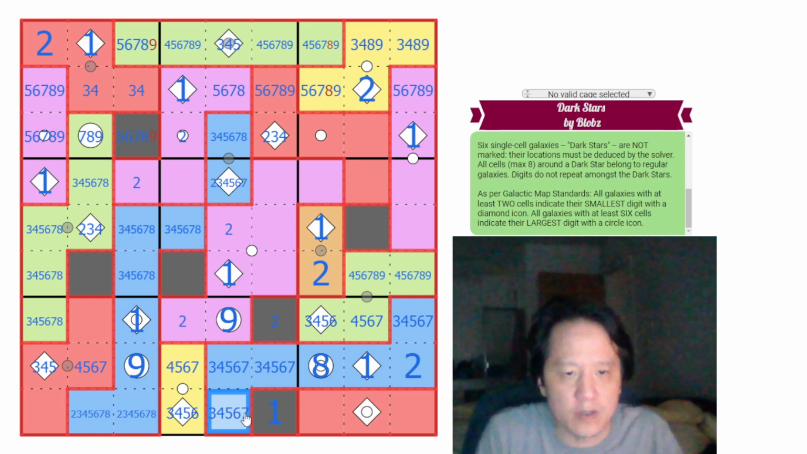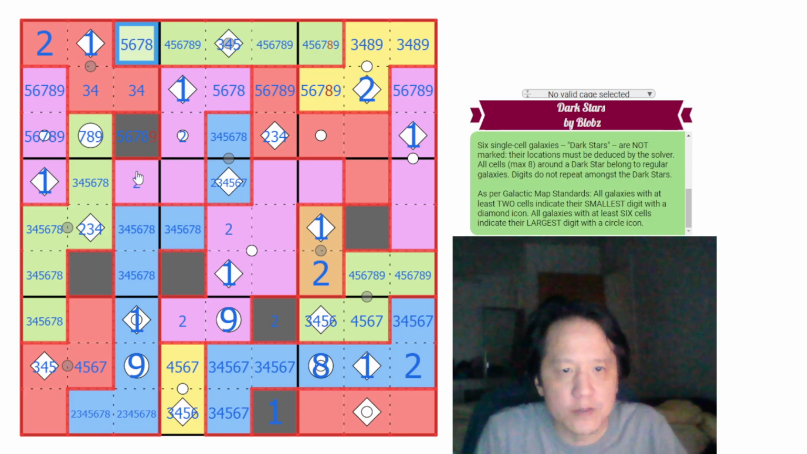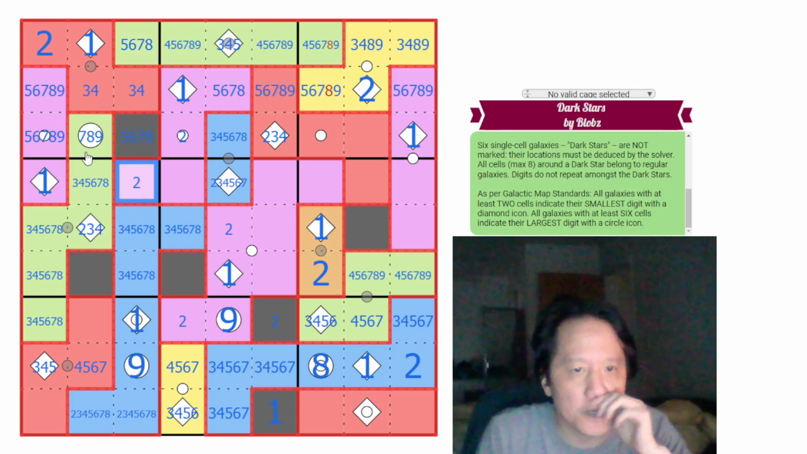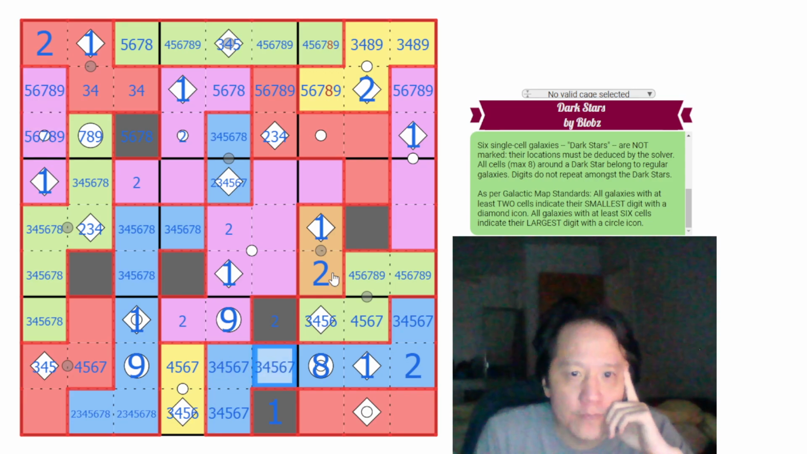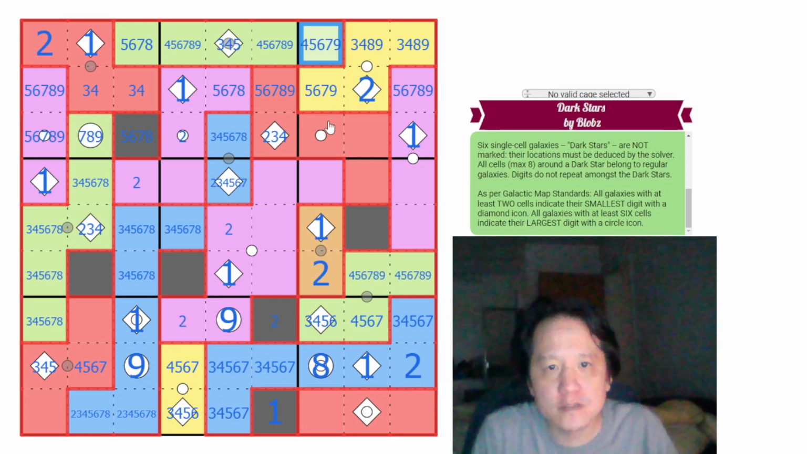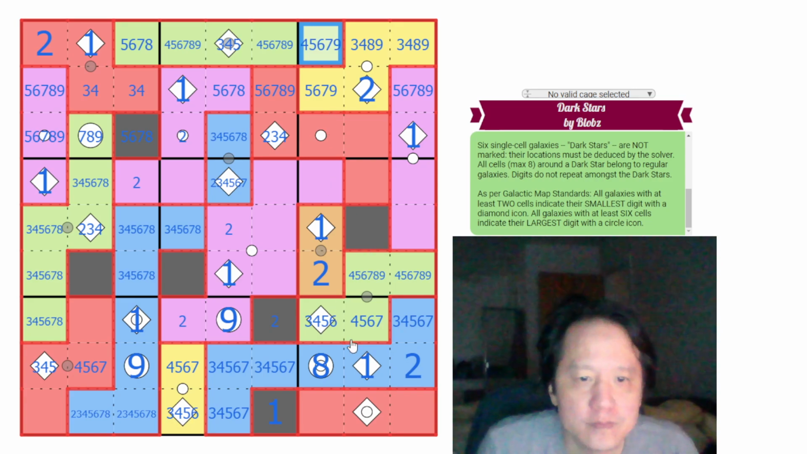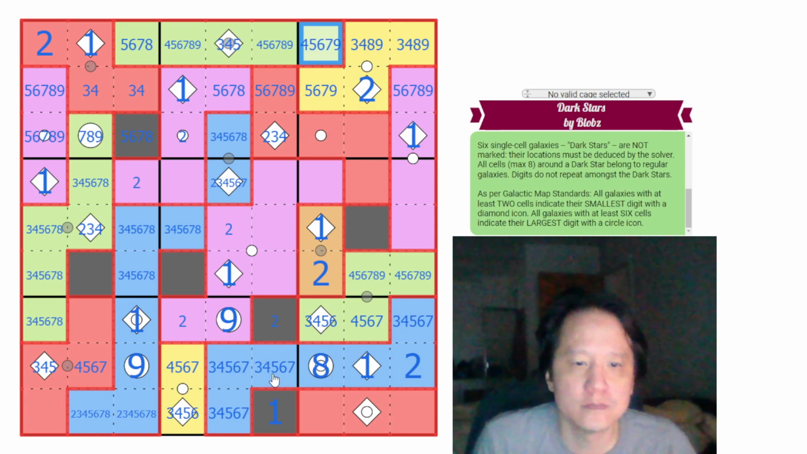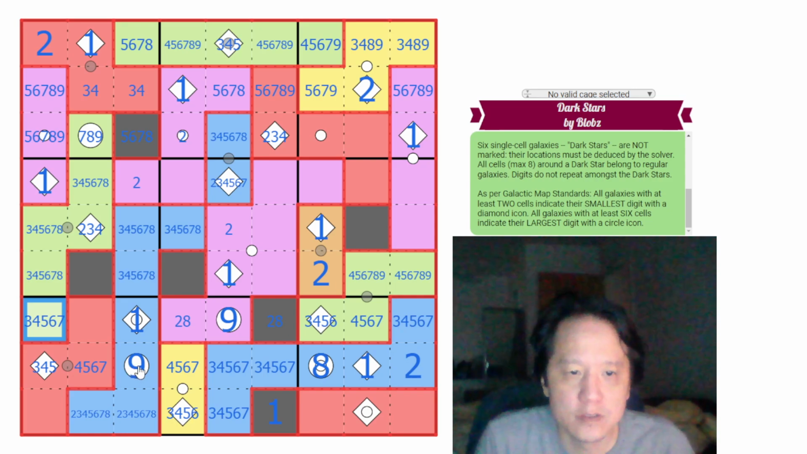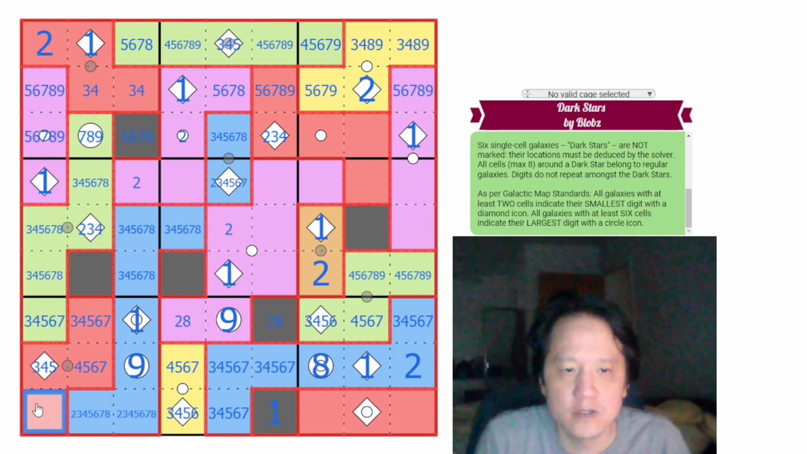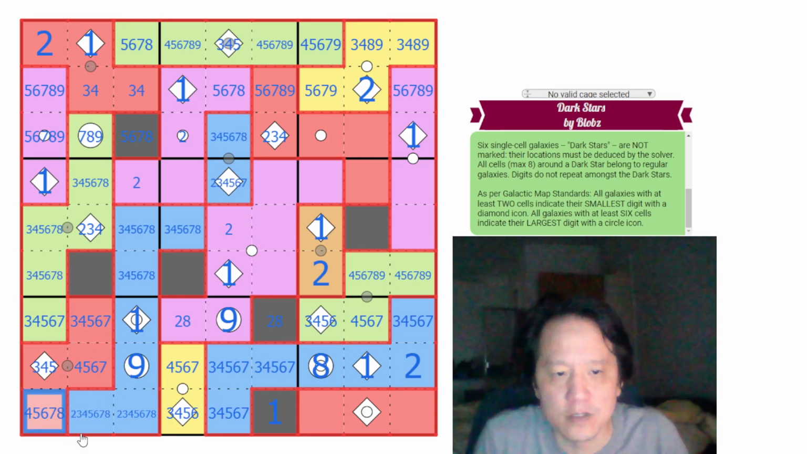So this can't be 8. This can't be 9. This can't be 9. So either that's 9 or one of these is 9. This can't be 8. This can't be 8. So this is 2 or 8. This is 2 or 8. So this can't be 8. This is 3, 4, 5, 6, 7. This could be 8. Oh, no 3.